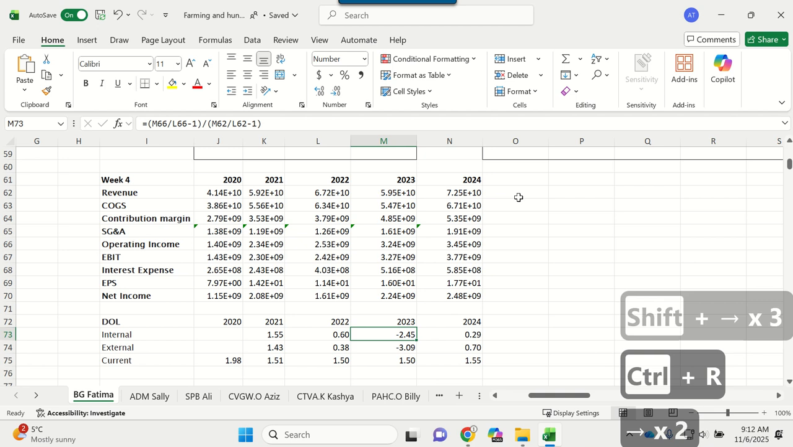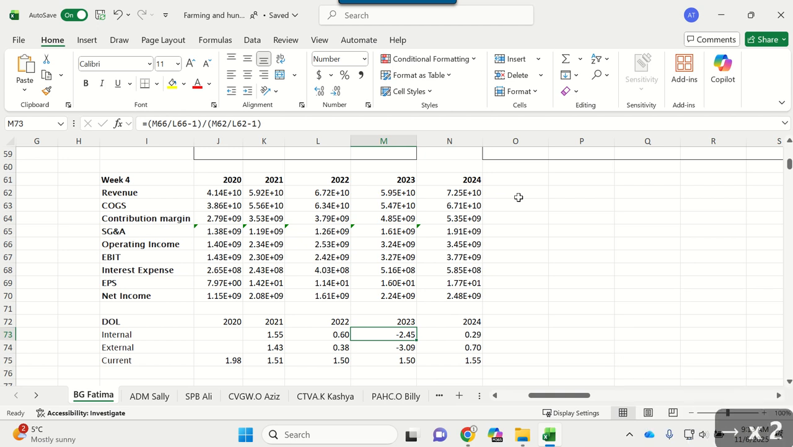Looks like my internal has hit a bad year in 2023. Yep, it did. But it hasn't bounced back great. Anyways, and that is my DOL table.